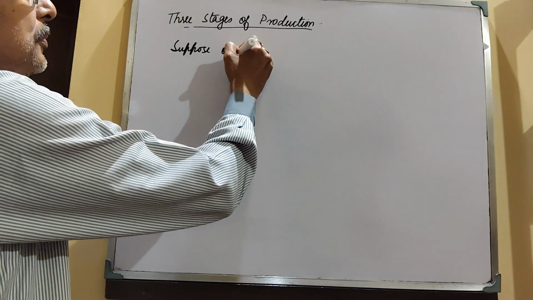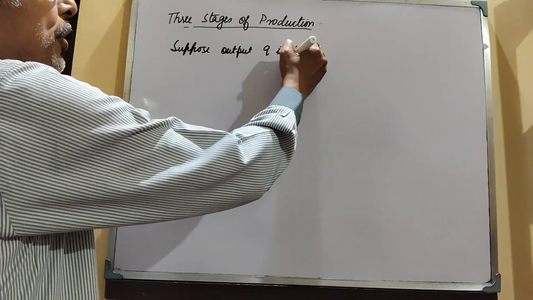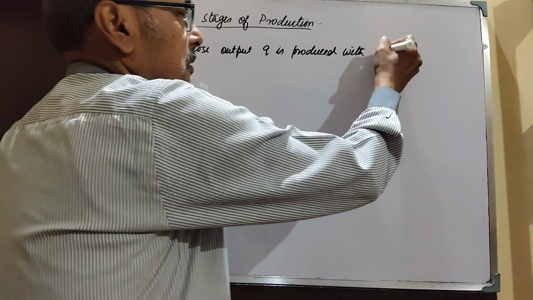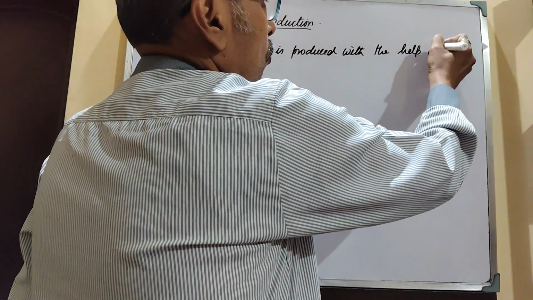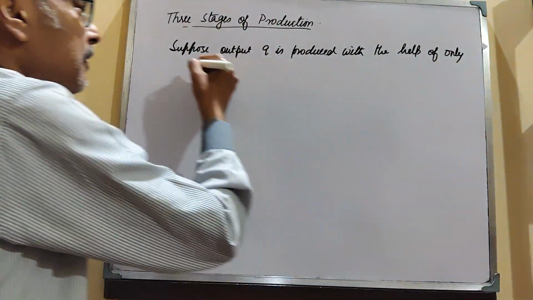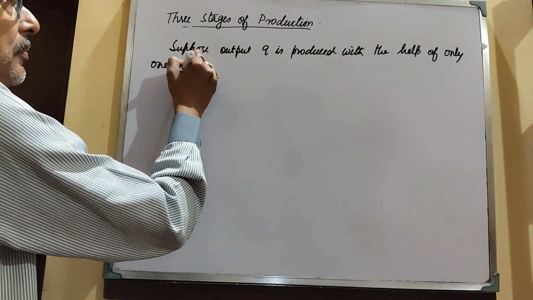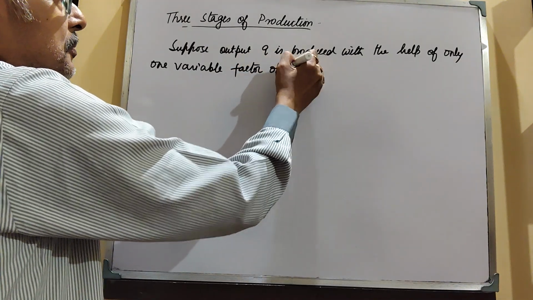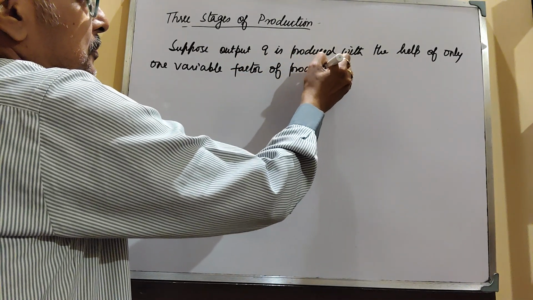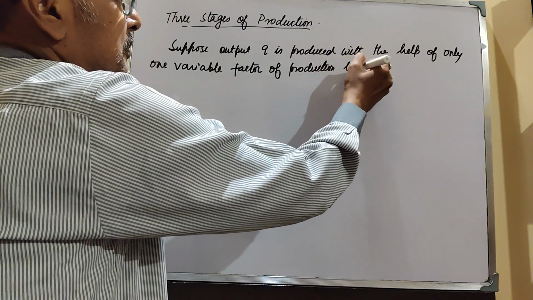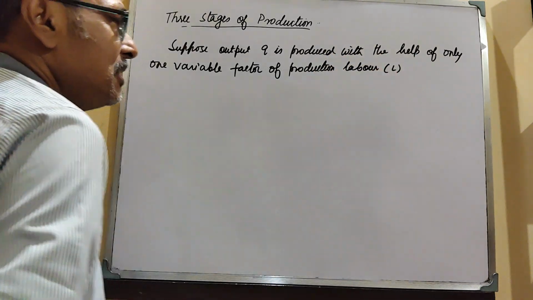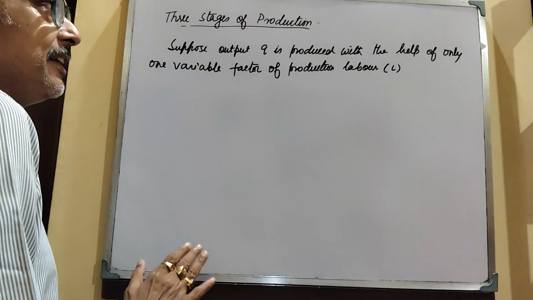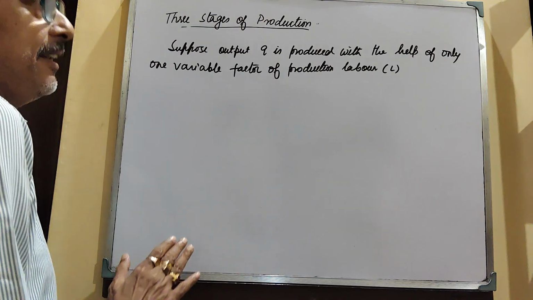Now suppose output Q is produced with the help of only one variable factor of production, labor. What is the variable factor of production? That is the labor. Since all other factors are constant, we consider this a short run analysis.